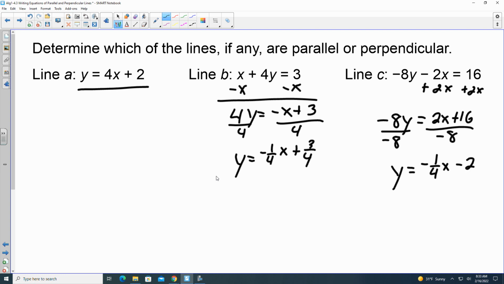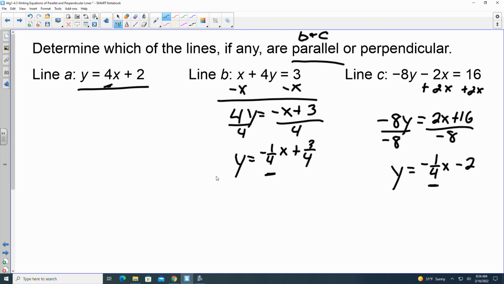All right, so like I said, slopes that are exactly the same are parallel. So this one has a slope of 4, this one has a slope of negative 1/4, this one has a slope of negative 1/4. So the two lines that are parallel are B and C. B and C are parallel because they have the exact same slope.